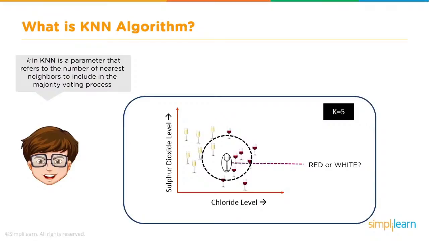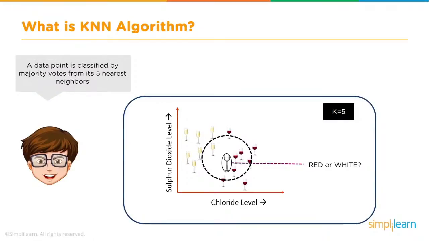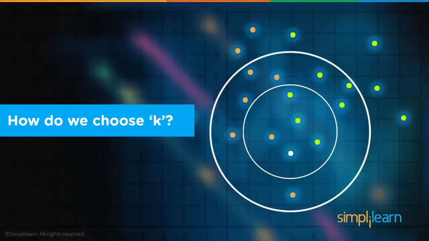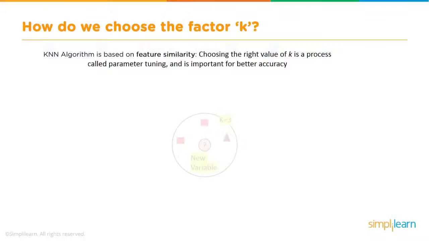In this case, we're going to put K equals 5. We'll talk about K in just a minute. A data point is classified by the majority of votes from its 5 nearest neighbors. Here, the unknown point would be classified as red since 4 out of 5 neighbors are red. So how do we choose K? How do we know K equals 5? I mean, that was the value we put in there, so we're going to talk about it. How do we choose the factor K?